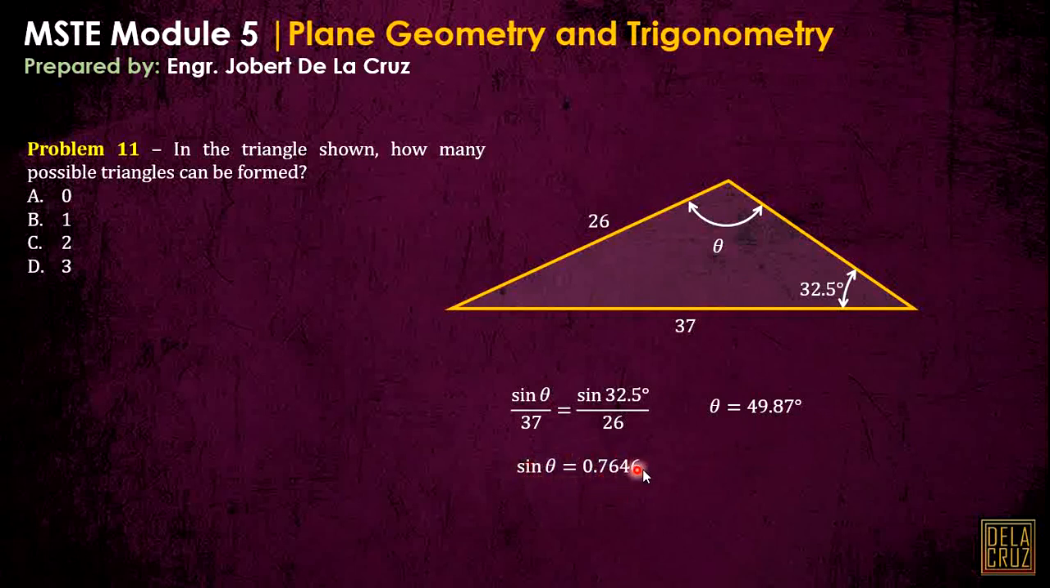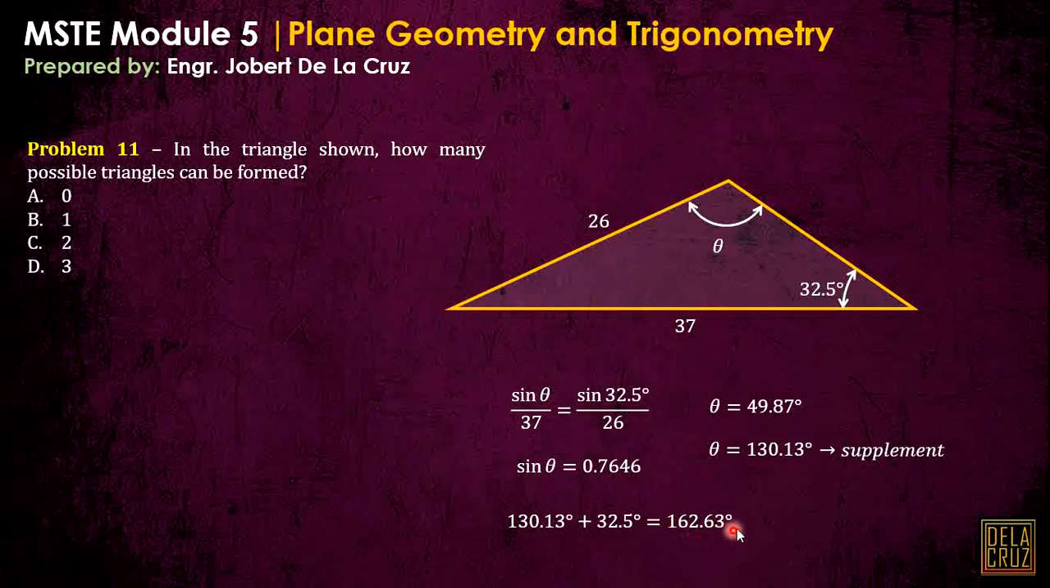when using sine function, dalawang possible angles yung ibibigay niya, di ba? So, yung isang angle dito is the supplement. So, 180 minus this one, ibibigay niya 130.13 degrees. Okay, to check kung ilang triangle can be formed in this problem. Okay, look at this one. Yung supplement natin, i-add natin sa angle given, which is 32.5. If I were to add that one, 130.13, the supplement plus 32.5 gives us 162.63.